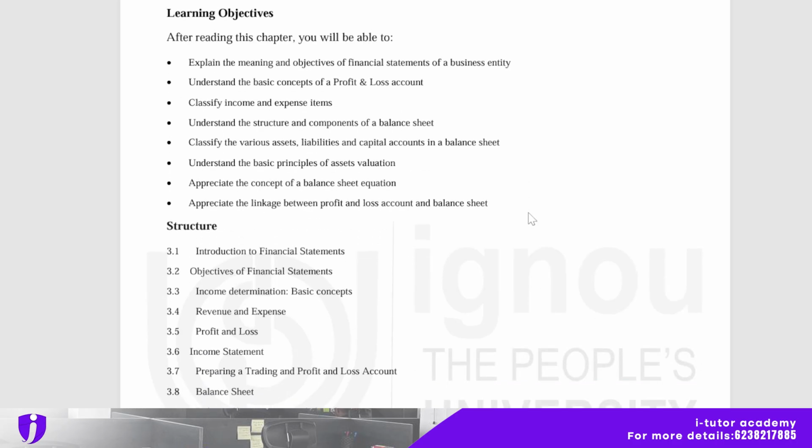and expenses items, and understand the structure and components of a balance sheet, classify the various asset, liabilities, and capital account in a balance sheet, understand the basic principles of assets valuation, appreciate the concept of a balance sheet equation, appreciate the linkage between profit and loss account and balance sheet.